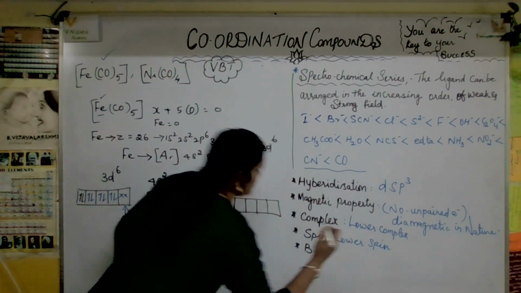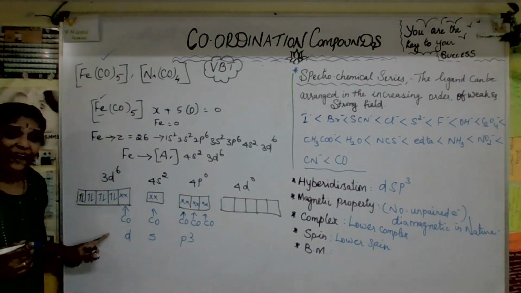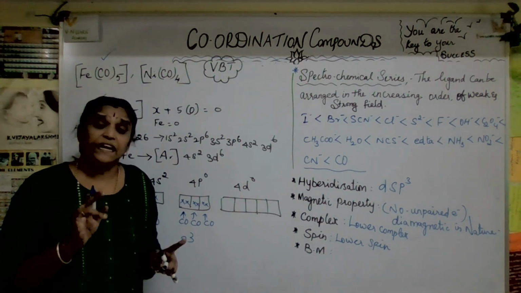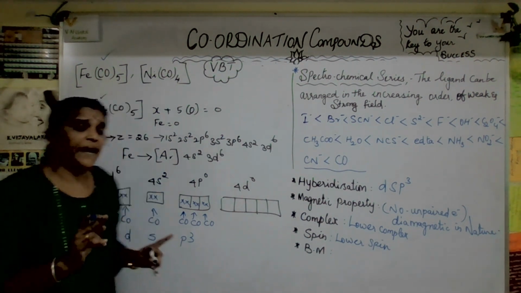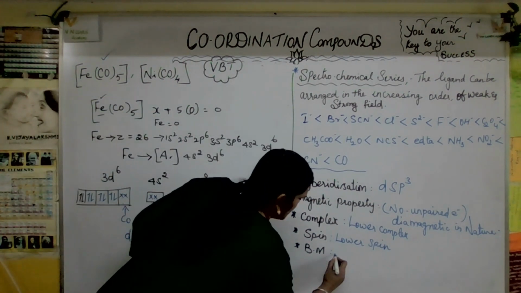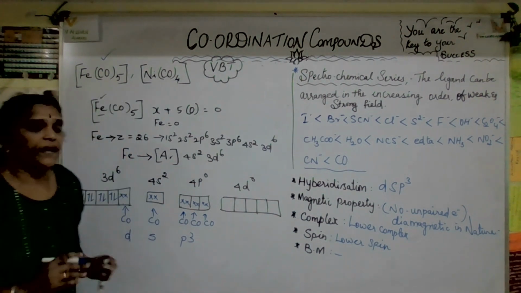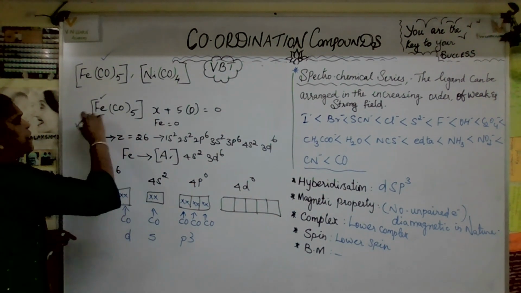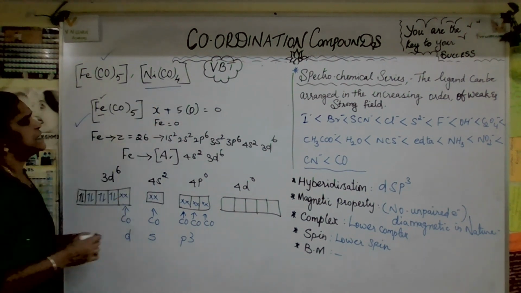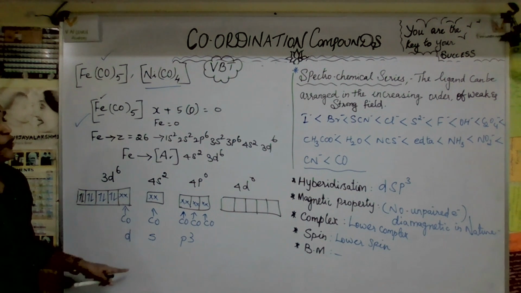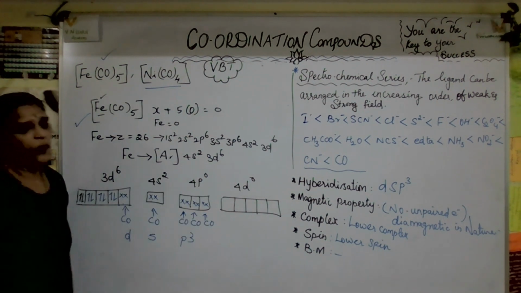And BM: is there any unpaired electron? We use root of n into n plus 2, where n is the number of unpaired electrons. There is no unpaired electron, so BM is 0. Hope you are clear with it. Now you have found this one. Now let us go and analyze the next one, following the same idea to find out all these properties.